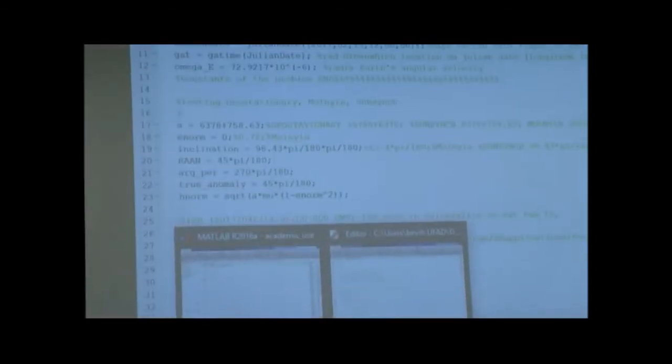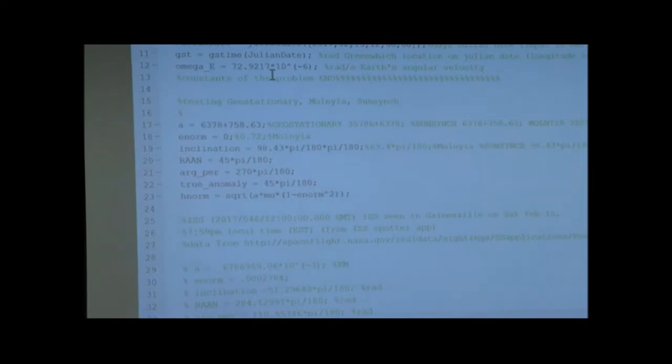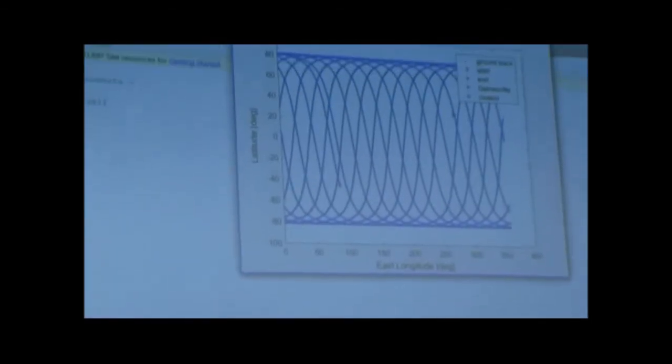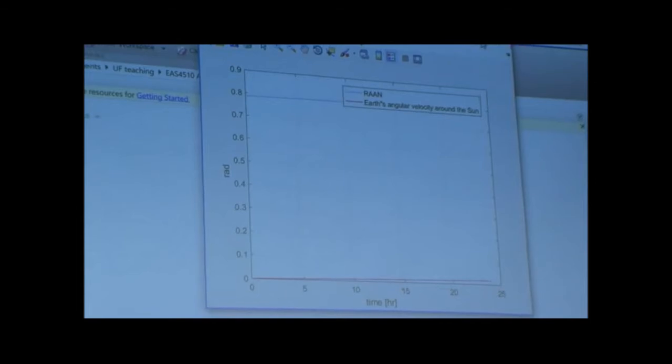I think you made an error in the inclination. You multiplied by pi over 180 twice. That could be a problem. Where is it? Line 19. Oh, thank you. Yeah, that's not good. It's probably creating some issues. Thank you. It's thinking. Okay, ignore this for now. We'll get there.